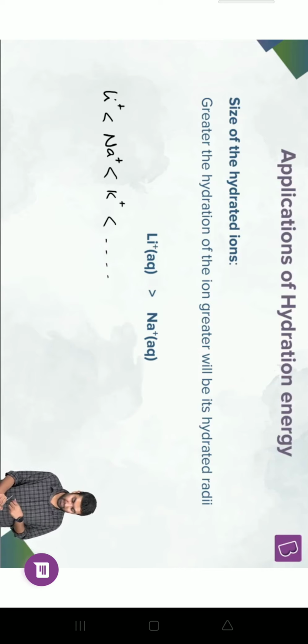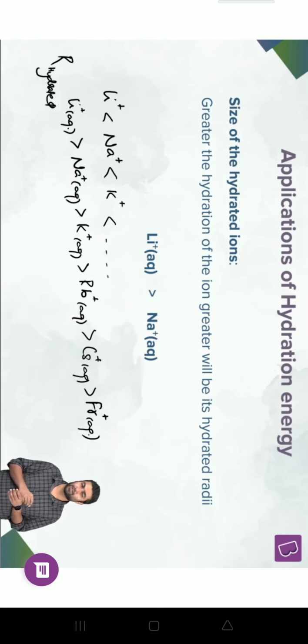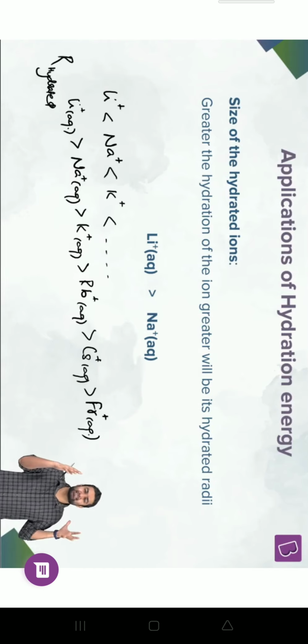But if we talk about the hydrated radius, the lithium plus is going to have the maximum hydrated radius, followed by sodium plus, followed by potassium plus, followed by rubidium plus, followed by cesium plus, followed by francium plus. Understand? So the smallest size, given that all of the species we are considering have the same charge, has the highest hydrated radius. Understand? Okay, so this is what we have.